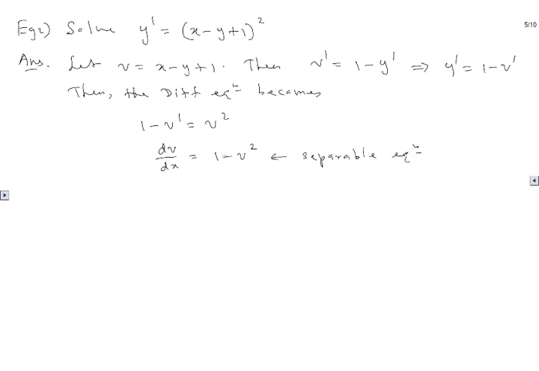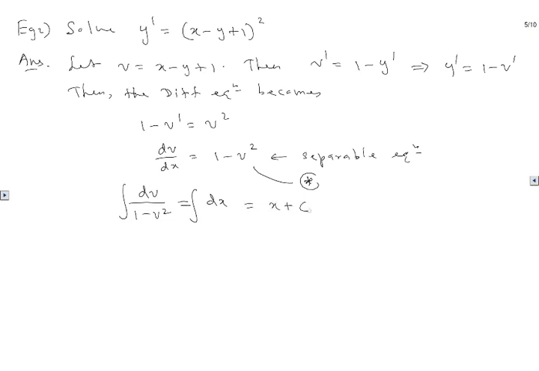So now this is separable, and what we can do is integrate two sides. I'm gonna call this equation star, because we're gonna refer to this later. So this is separable, so you're gonna move the terms around and integrate. We can write this as dv over 1 minus v squared, and this side is dx. Now we can integrate two sides. Now the question is how to integrate that. One side is easy, this is just x plus c.